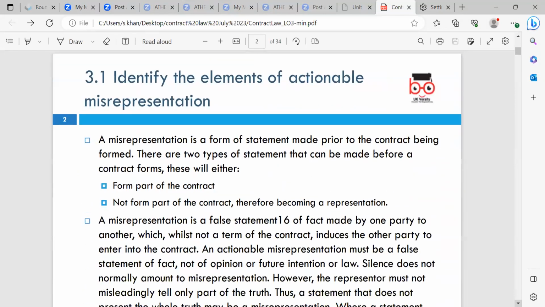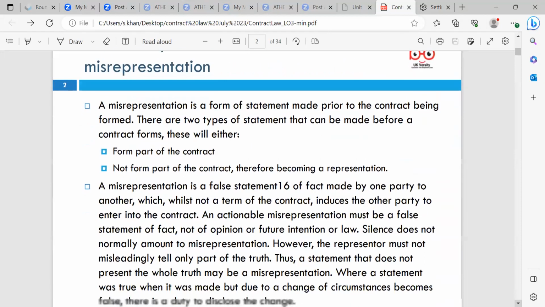So 3.1, we're going to look at identifying the elements of actionable misrepresentation. A misrepresentation is a form of statement made prior to the contract being formed. There are 2 types of statement that can be made before a contract forms. These will form part of the contract, or not form part of the contract, therefore becoming a representation.